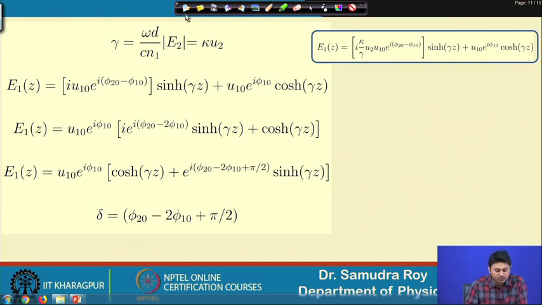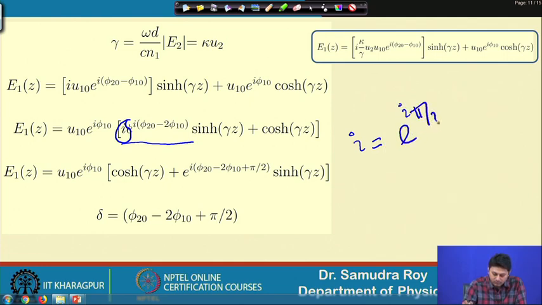u10 e to the power of I phi 10 common, then inside the bracket we have I e to the power of I (phi 2 0 minus 2 phi 1 0) sinh gamma z plus cosh of gamma z. Just a slight modification, just write cosh gamma z plus this quantity. When I write now the exponential term, you can see that this I is now absorbed inside the exponential term, because we know I can be written in terms of exponential, as e to the power I pi by 2 is I.